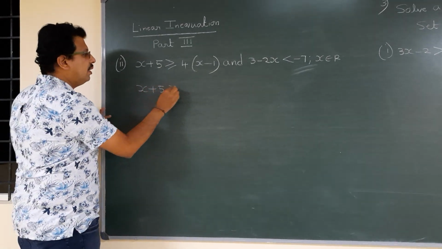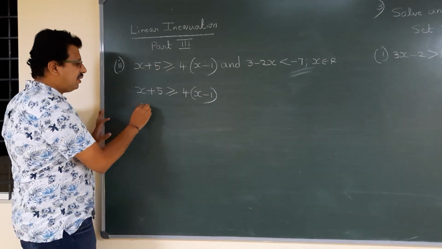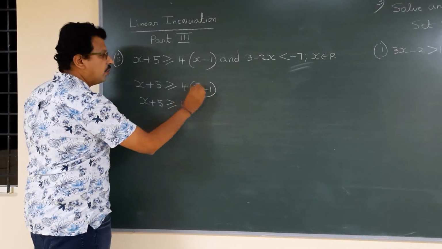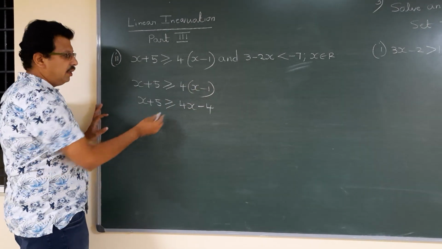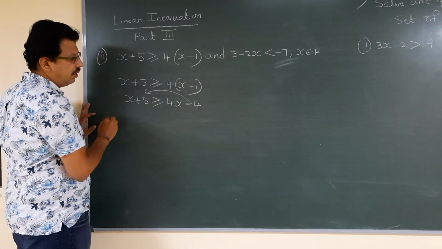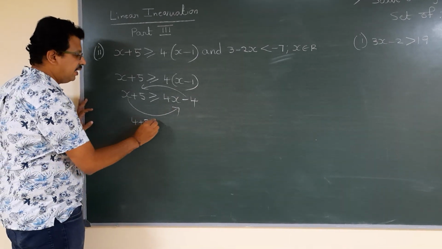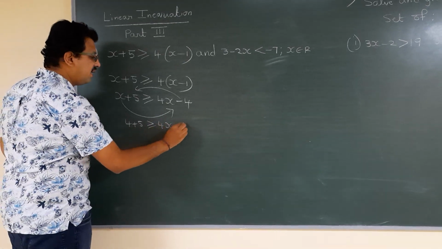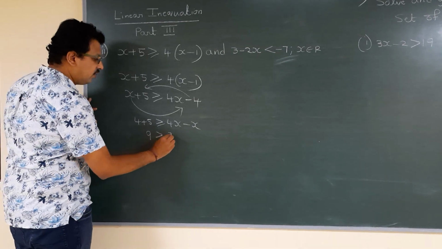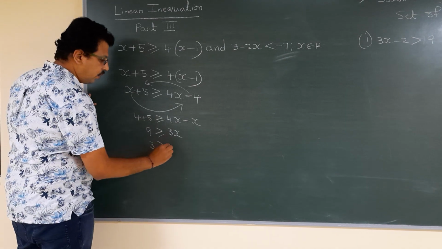x plus 5 greater than or equal to 4 into x minus 1. Open the bracket: x plus 5 greater than or equal to 4 into x, 4x, 4 into minus 1, minus 4. Bring all the x to one side and all the numbers to the other. Let me take minus 4 to the left hand side and x to the right hand side. So it will be 4 plus 5 greater than or equal to 4x minus x. So 4 plus 5 is 9, greater than or equal to 3x, or it is 3 greater than or equal to x.